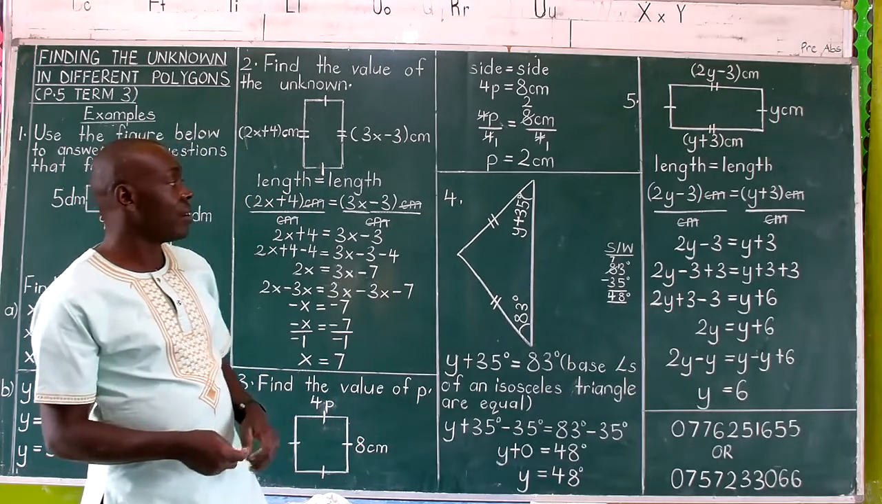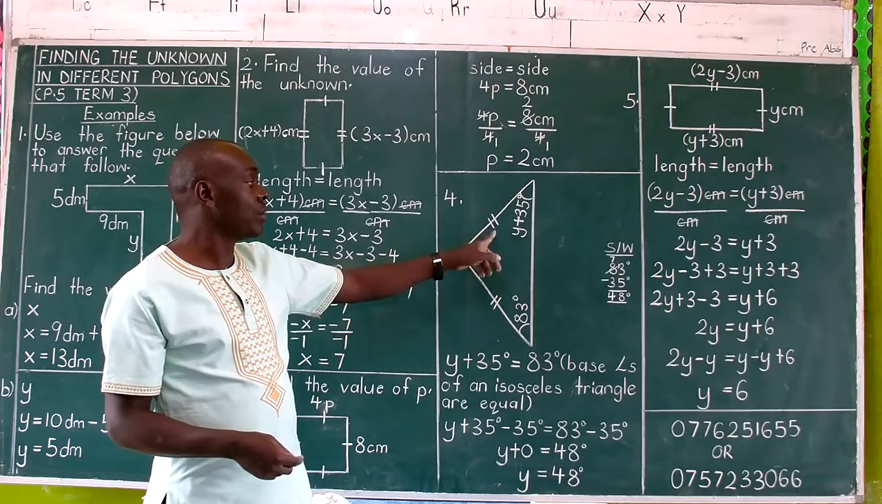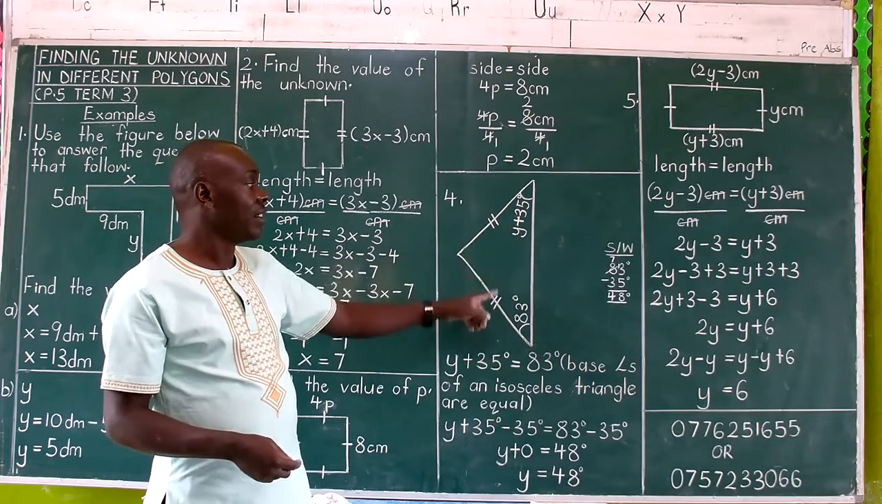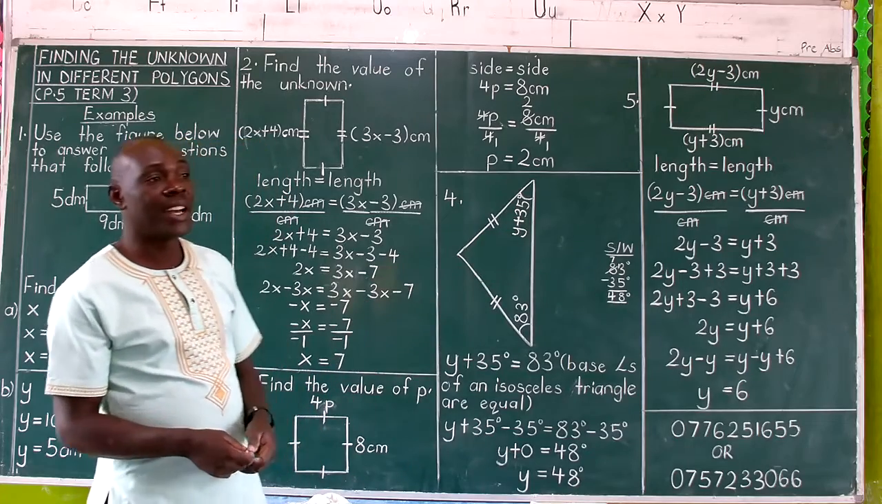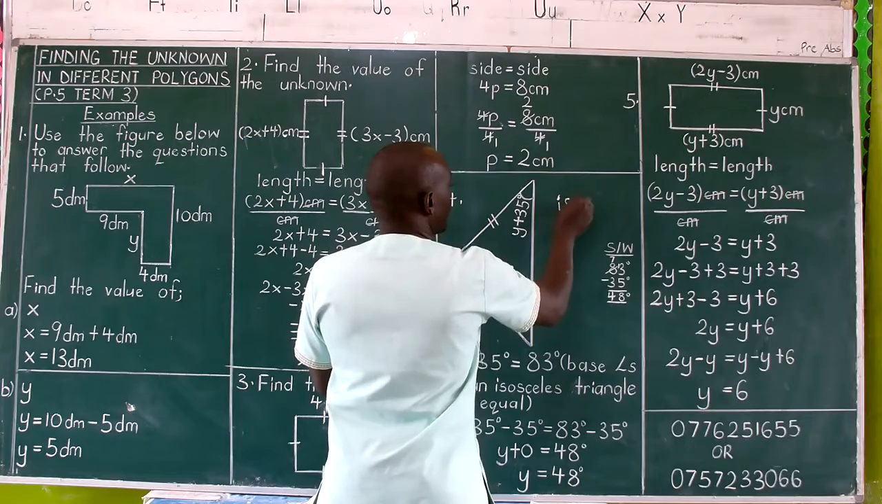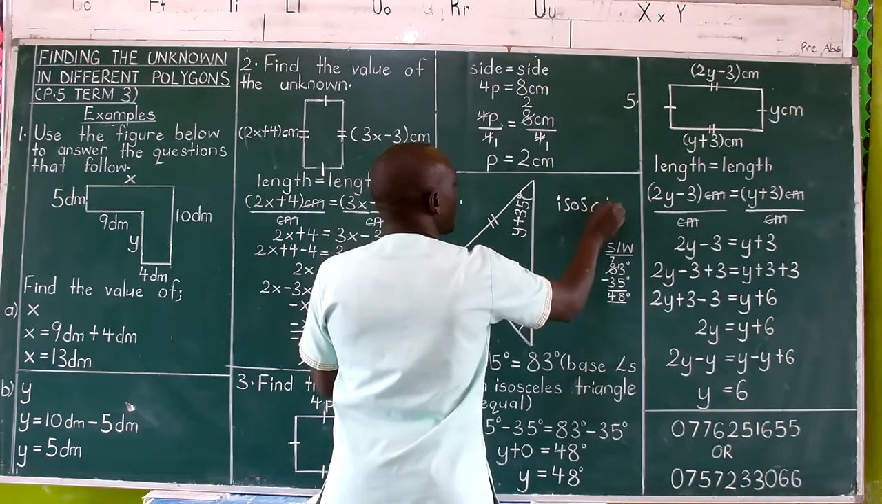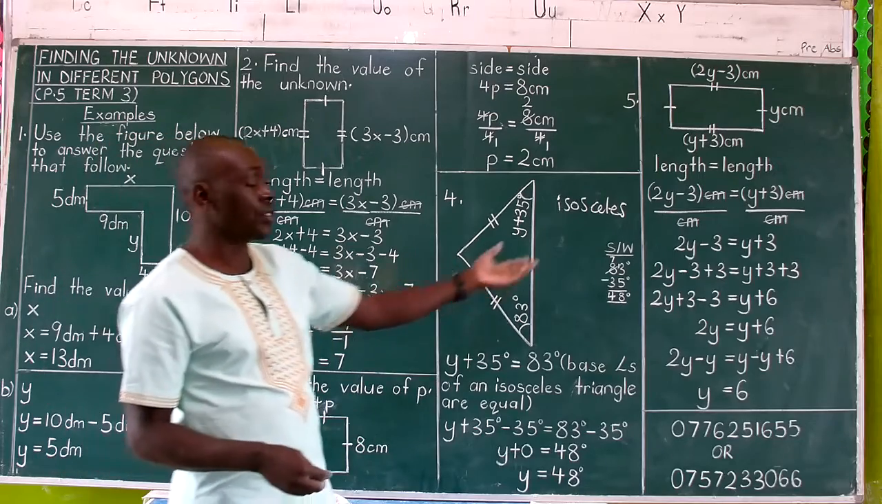And then a triangle with 2 opposite sides equal, like this one. What shows they are equal? These marks you see here. Only 2 of the sides are equal. So this is called an isosceles triangle. The spelling is this one, isosceles. If you are asked to identify the type of triangle this one is, you say isosceles.